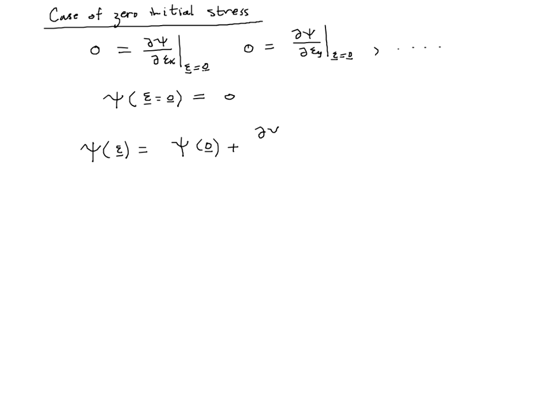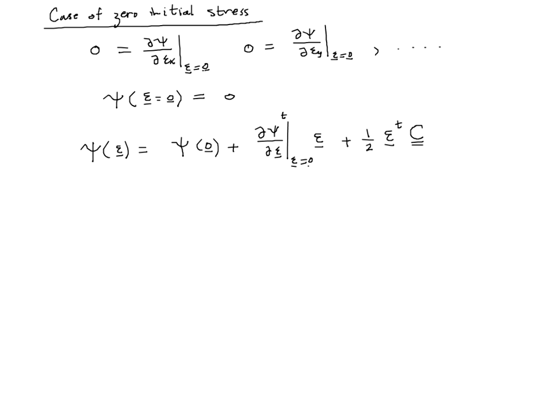plus partial C partial epsilon at epsilon equals zero, transpose times epsilon, plus the next term in the Taylor series expansion is going to be 1/2 epsilon transpose, the matrix of second derivatives of C with respect to strains at zero, which we are going to call C.